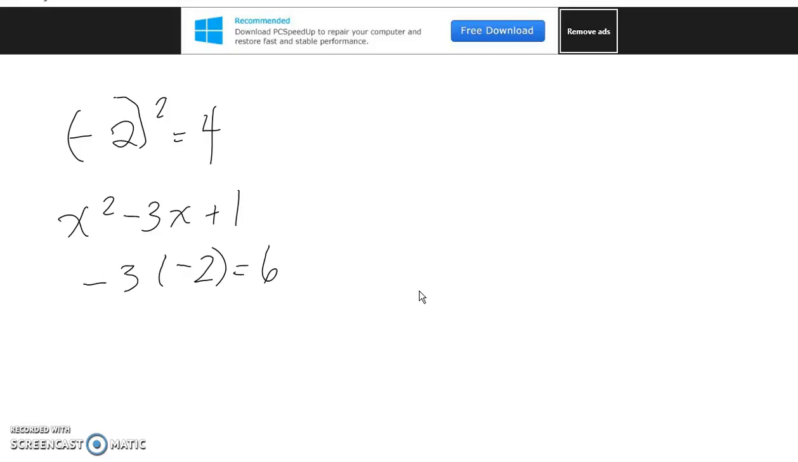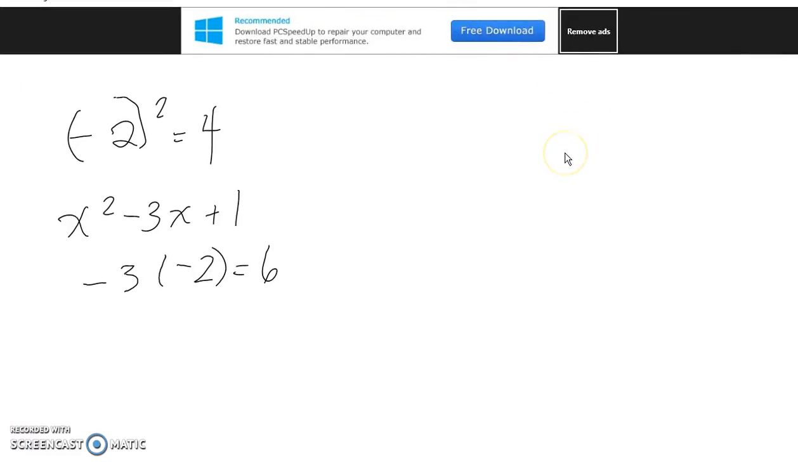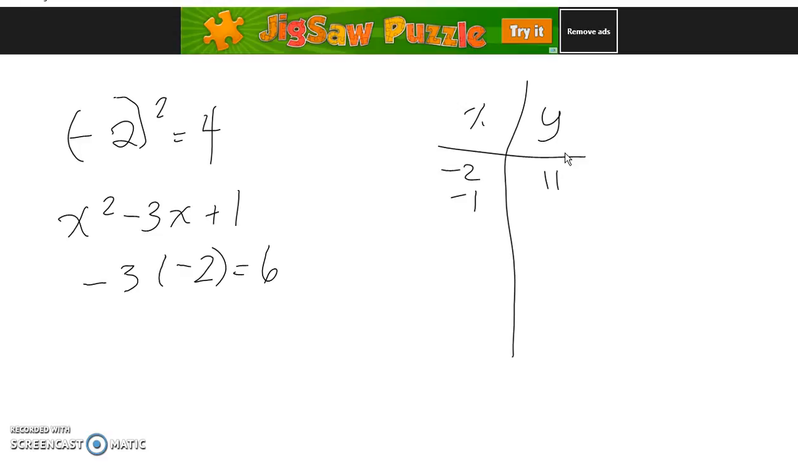So I'm going to make a list over to the side here of my x, y values. So minus 2, we have positive 11. For minus 1, we're going to have positive 1. Minus 3 times minus 1 gives us a plus 3. So plus 1 plus 3 gives us 4. Plus 1 again gives us 5.